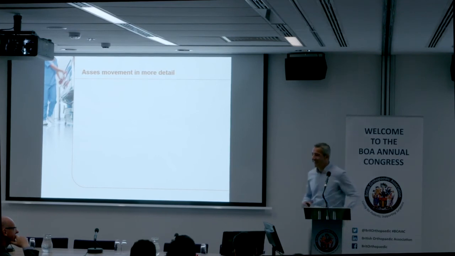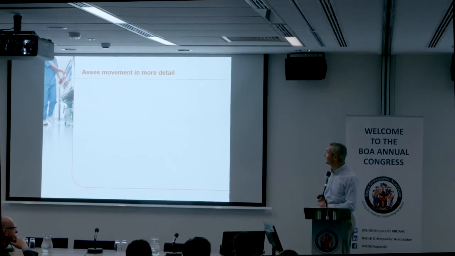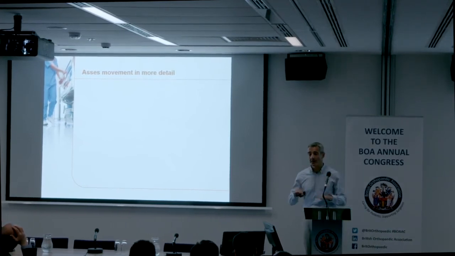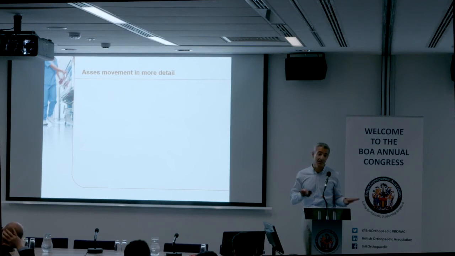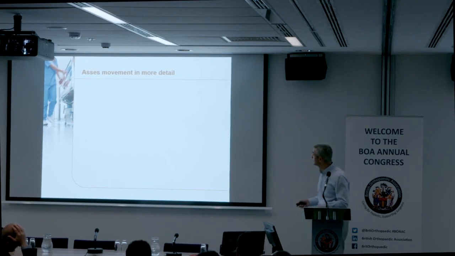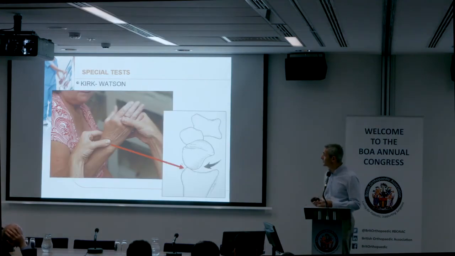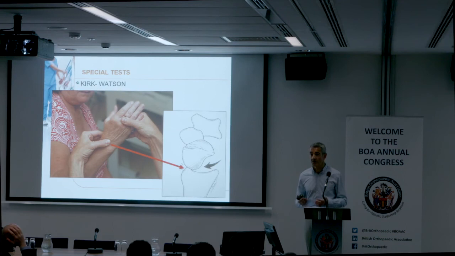Okay. Well, once we palpate and assess this localizing tenderness, we can go and assess movement in more detail, because we've not assessed radial and ulnar deviation. So we can add that to our examination, and that might give us hints towards the underlying pathology. And then we go to all these various special tests, okay, that we need to know. We're looking at the Kirk-Watson test, scaphoid shift test for the presence of a scapholunate ligament injury.